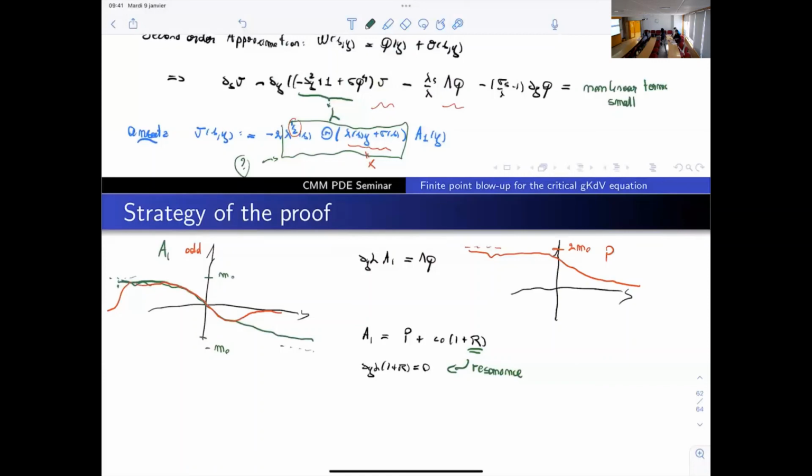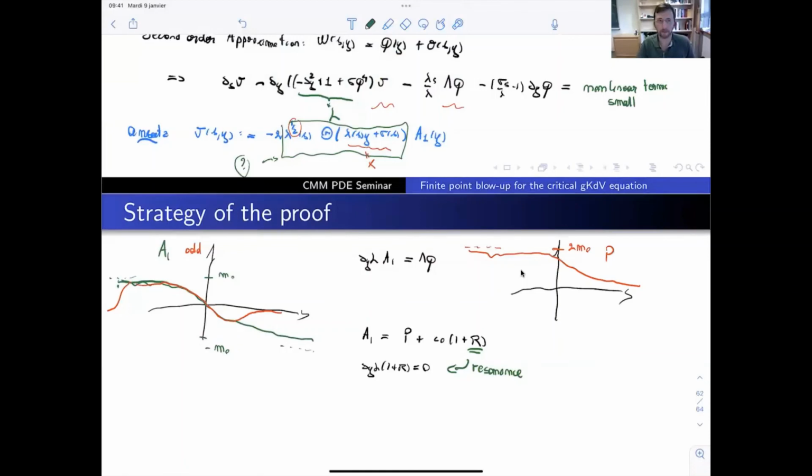So, if I understood well, you have P and then you translate it by this reflection to form an odd function, right? Sorry, Claudio, there was a cut. Okay, now I hear you.